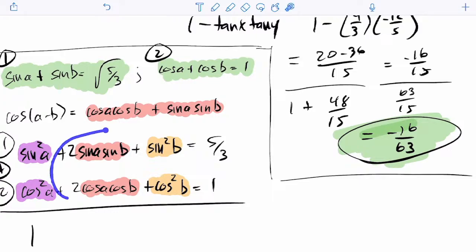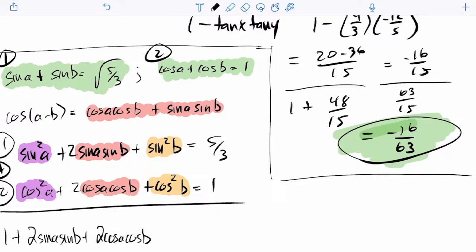This just gets put back down, but that's what I want to find. So you can see here, this is just 1 plus 2 sine A sine B plus 2 cos A cos B plus, when I add these two, adds up to become a 1 using our identity, and this becomes 5/3 plus 1.